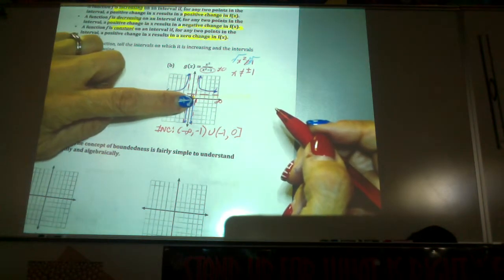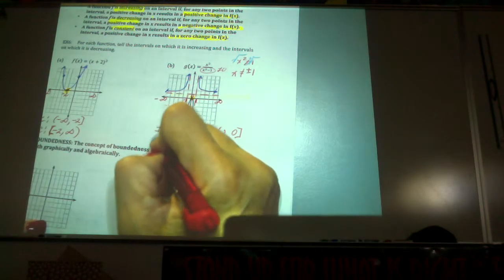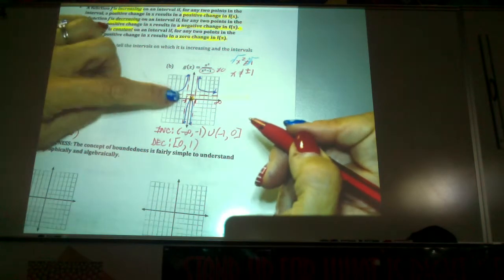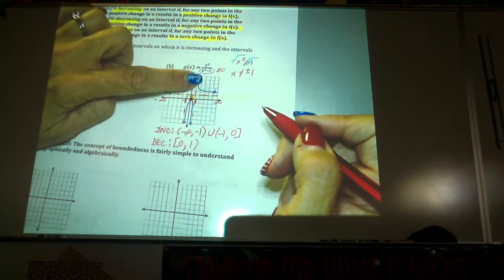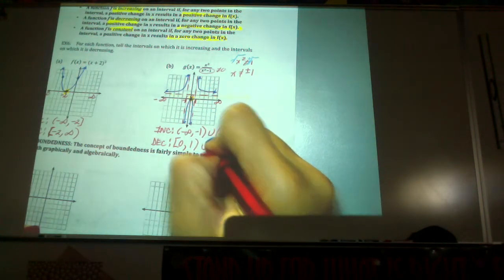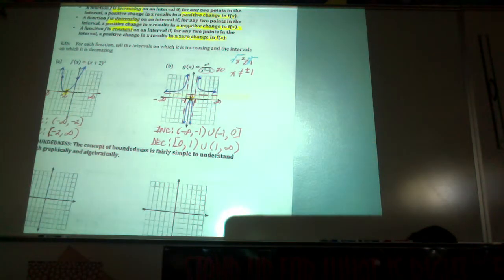Then from 0 to this next fence, which is 1, what's happening? We start high and we go low, so that's decreasing. Do we include 0? Yes. Do we include 1? No, it's a fence. So we hop the fence and we go from 1 to infinity. What's happening to the graph? We start high and go low, so it's decreasing, so that's a union here. We're going from 1 to infinity, and we don't include 1 because it's a fence that we jumped. Does that make sense? That was a harder one. So you're looking for fences, and you're looking for turning points.